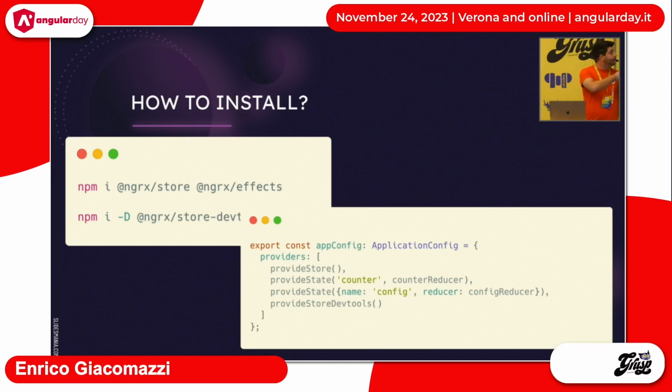When we need to use NGRX, you have to add some providers inside our configuration. Basically, provideStore initializes NGRX. Then, using provideState, we declare all of our reducers that we will speak about in a minute. It's possible to declare the reducer inside the provideStore, but it's not considered a good practice. So it's better to use provideState. That is useful for root state as well as for feature state.